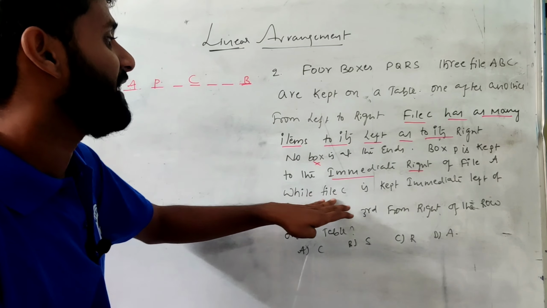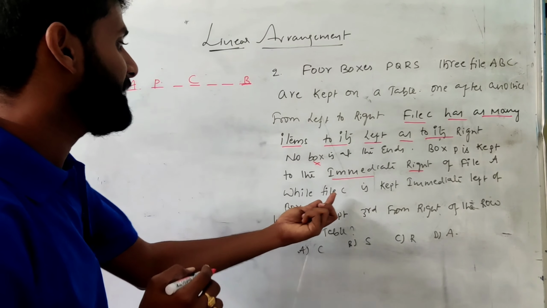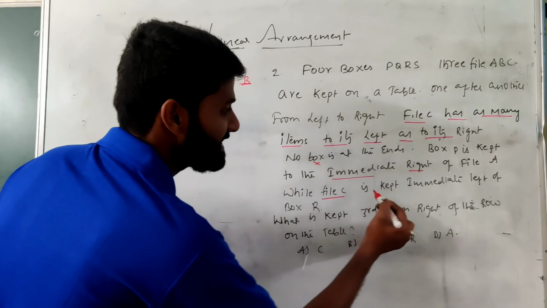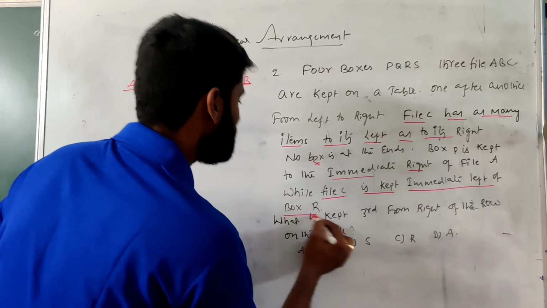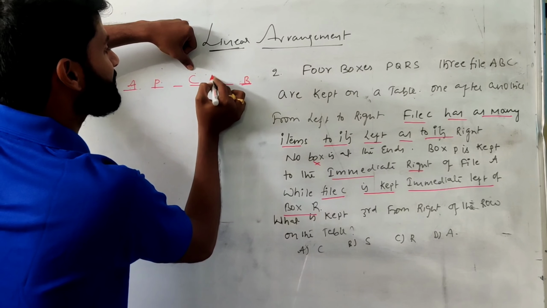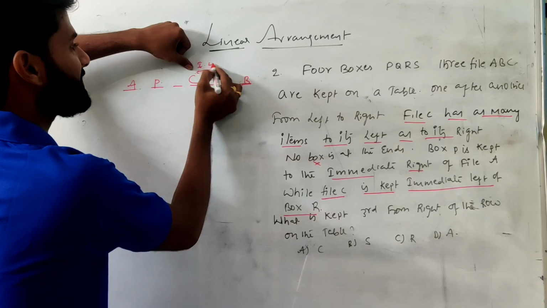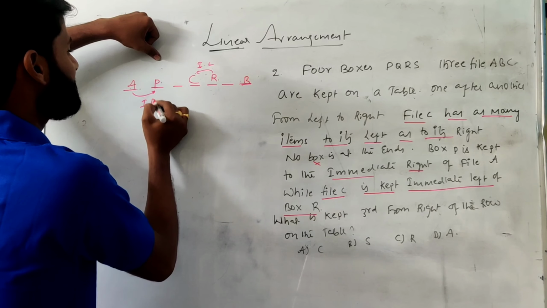Next, file C is kept immediate left of box R. See, box R is immediate right. C is the immediate left of R, which means you can choose R here. So this is the immediate left and this is the immediate right.